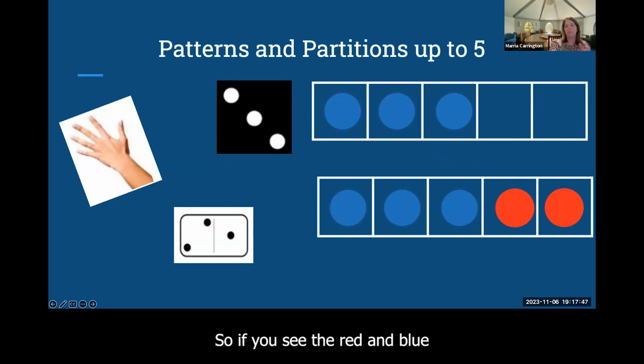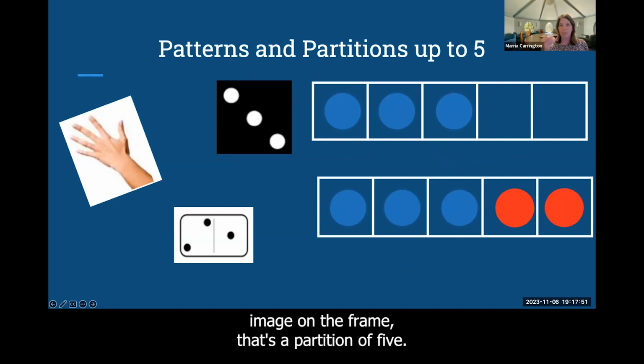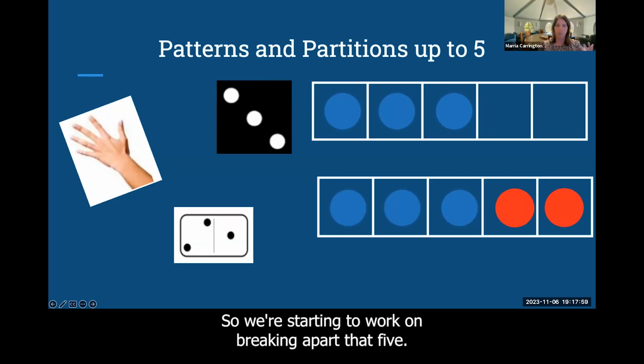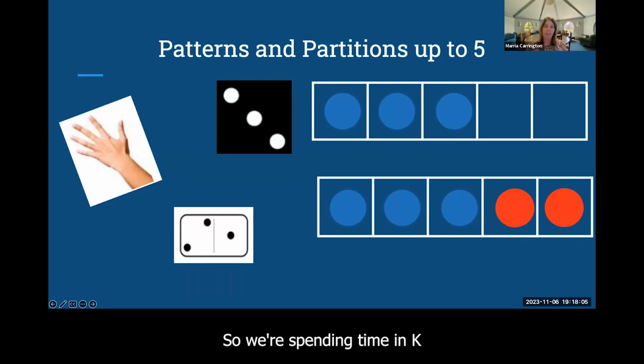So if you see the red and blue image on the frame, that's a partition of 5. The kids already know a full frame is 5. So now we're asking them, well, how many are blue? How many are red? Oh, 3 and 2 make 5. So we're starting to work on breaking apart that 5. So we're spending time in K working on these and also in grade 1.